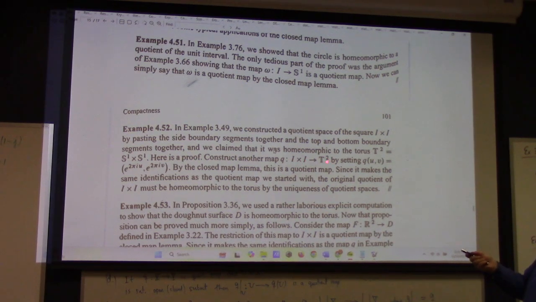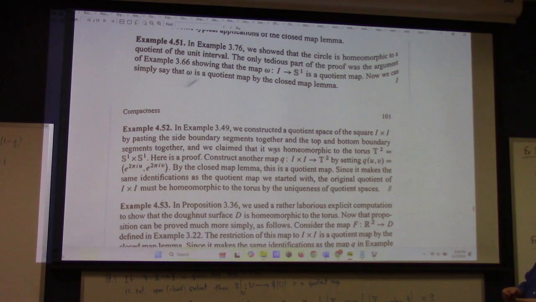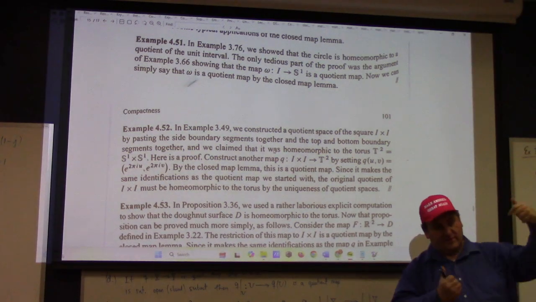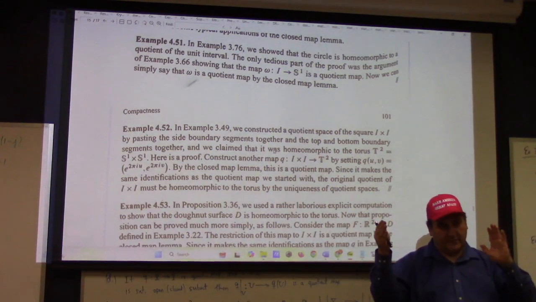So this is compact, and the torus is Hausdorff. If you take 2 points on the torus, you can separate them using open sets. As such, this is a quotient map. And it makes the same identifications on I cross I as was made in the pictorial thing, where I was saying this goes this way, this goes that way, this is with this and this is with that, right? The same identifications are made on the Cartesian product of the interval itself.